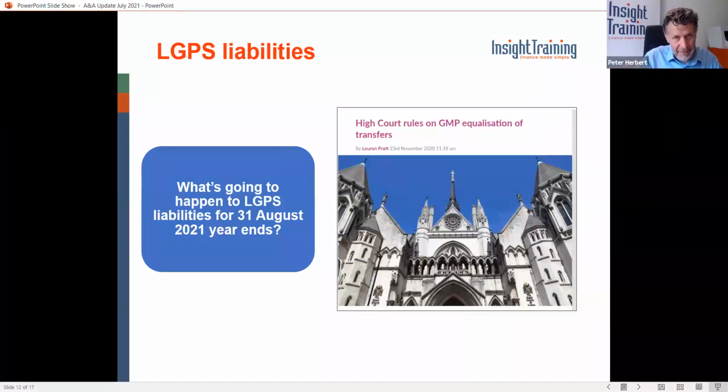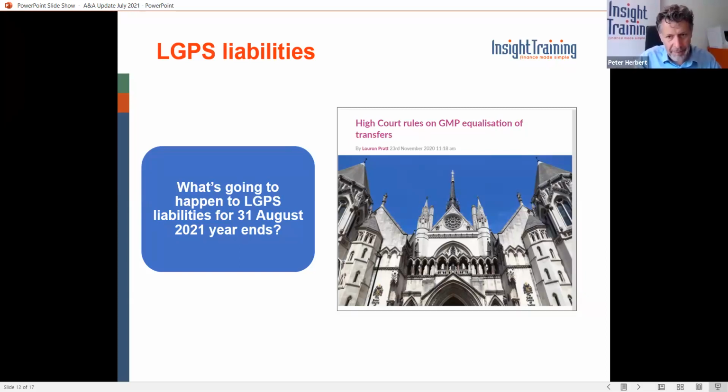And that net present value is derived by taking future pension payments to the scheme members and discounting them back to net present value using a yield on a high quality corporate bond. Because bond yields are low, that NPV figure is high, and that will therefore mean for 31st of August 21 year ends that the net liability is high also. I've also made reference on this slide to High Court rules on GMP equalisation of transfers. Again, this is a legal case that affects LGPS liabilities.